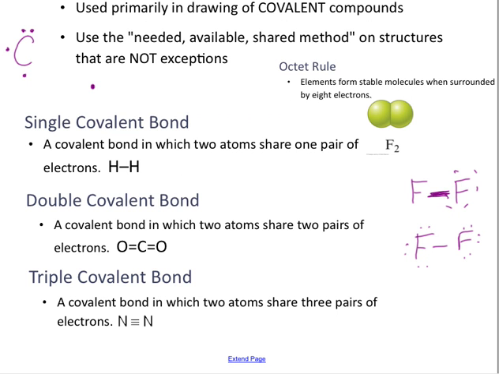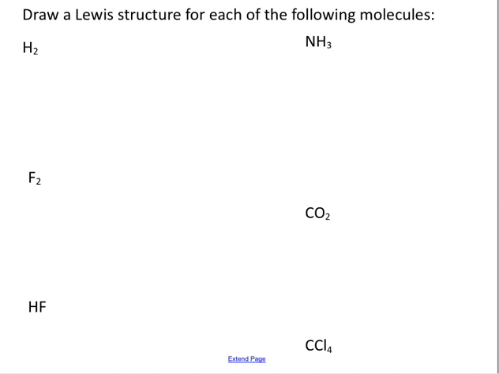Okay. The best way to do this is to just jump into it. The first few we're going to do are non-exceptions, so everything either needs 8 or 2. Everything needs 8 except for hydrogen. Hydrogen needs 2 to be full. I want you to continue with the needed, available, shared method. If you go to tutors, they'll just say count the number of electrons and put them down. I don't like that, because with needed, available, shared, you're told how many bonds have to be in the picture, and that is key. Once you know the bonds, the rest is easy.